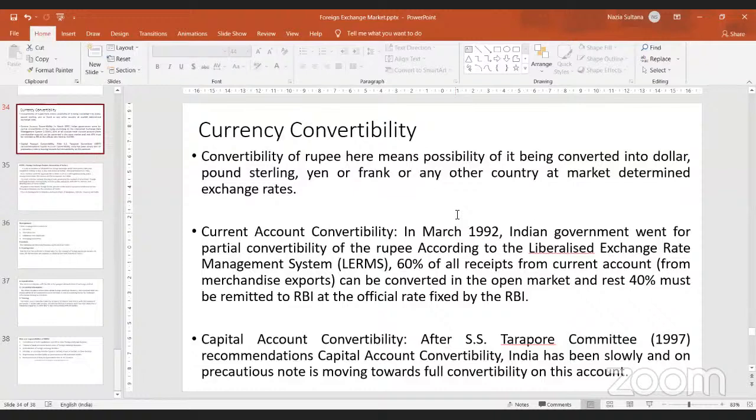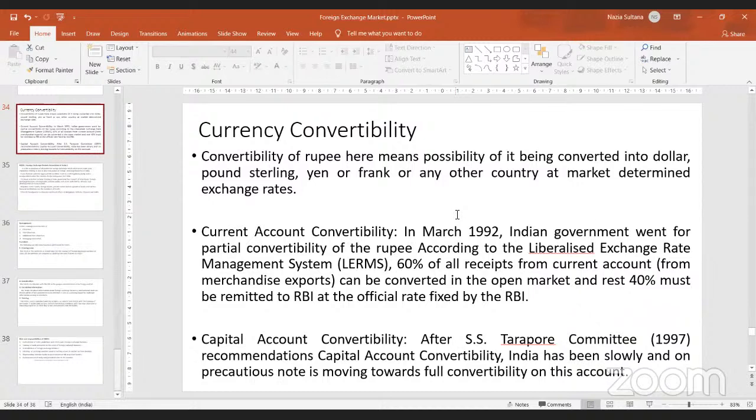This is called current account convertibility. Say, for example, if I have to receive $1 million, where I sold to an importer in the USA and the importer has to pay me $1 million, can I convert the full $1 million into Indian currency? That is what your current account convertibility is. You cannot convert the full $1 million into your currency, but you can convert only 60%. For the remaining 40%, RBI will give you a rate, and you can convert at that rate only. This is called the Liberalized Exchange Rate Management System, LERMS. This is applicable only for current account convertibility.